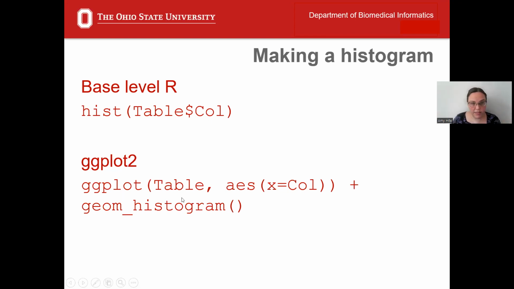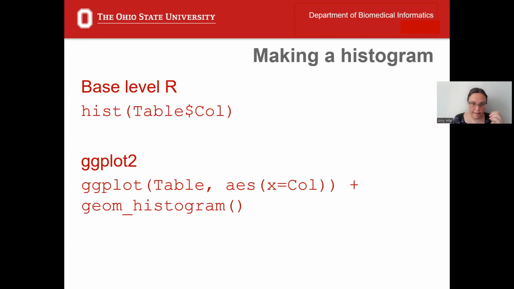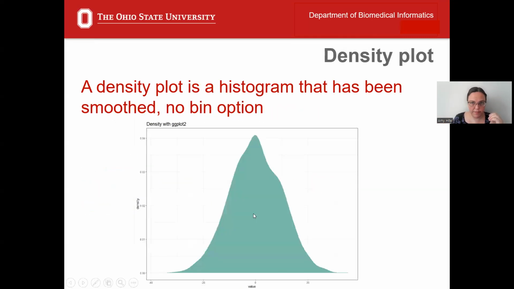In ggplot, you're going to tell it your table, and one variable, so our X value. And we're going to add on that it's a histogram. This will plot a histogram. You can also play around with some of these options of bin size, number of bins, colors, whatever. That can be added on too. A density plot is a histogram with no bins.